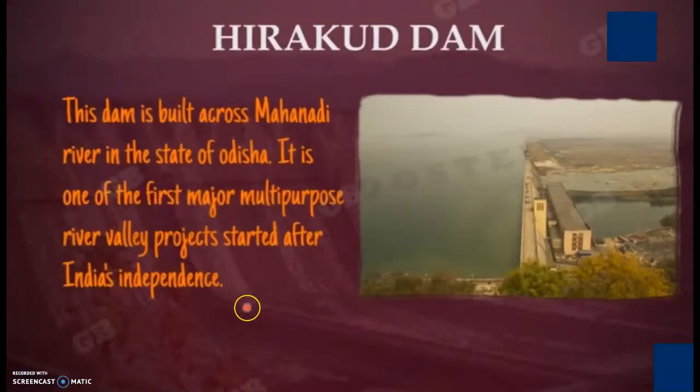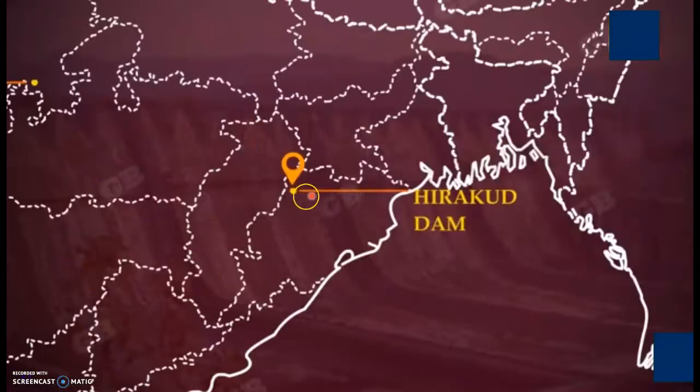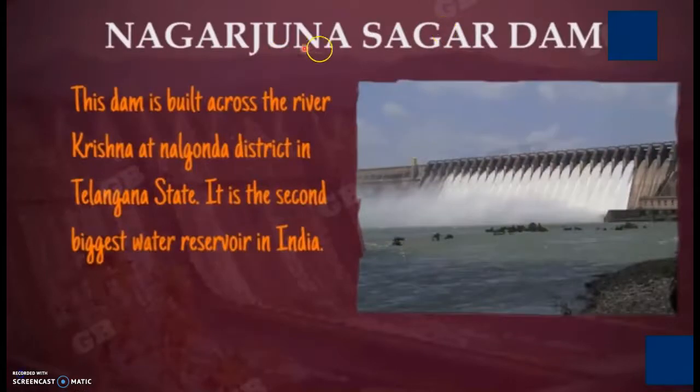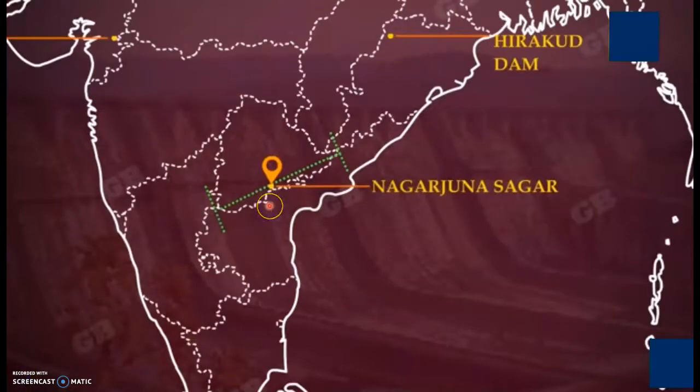Next one, Hirakud Dam. This dam is built across the Mahanadi River in the state of Odisha. It is one of the first major multi-purpose river valley projects started after independence. So, Hirakud Dam is in Odisha. Next one, Nagarjuna Sagar Dam. This dam is built across the river Krishna at Nalgonda district in Telangana state. It is the second biggest water reservoir in India. So children, mark Nagarjuna Sagar Dam here in Telangana state.